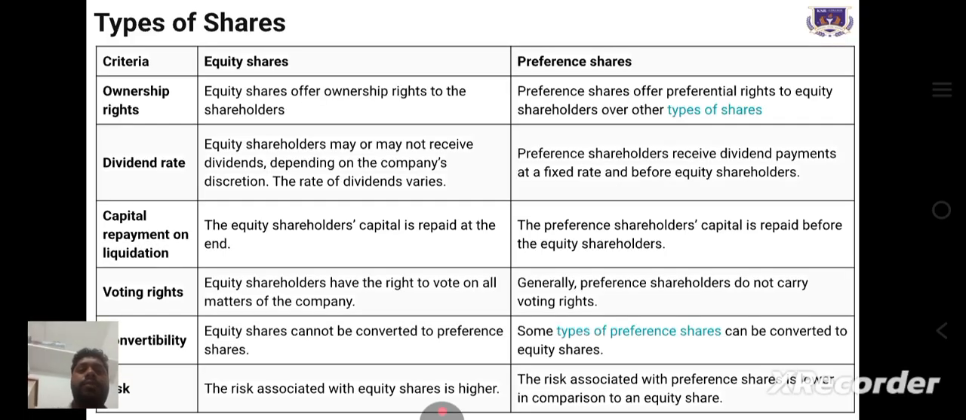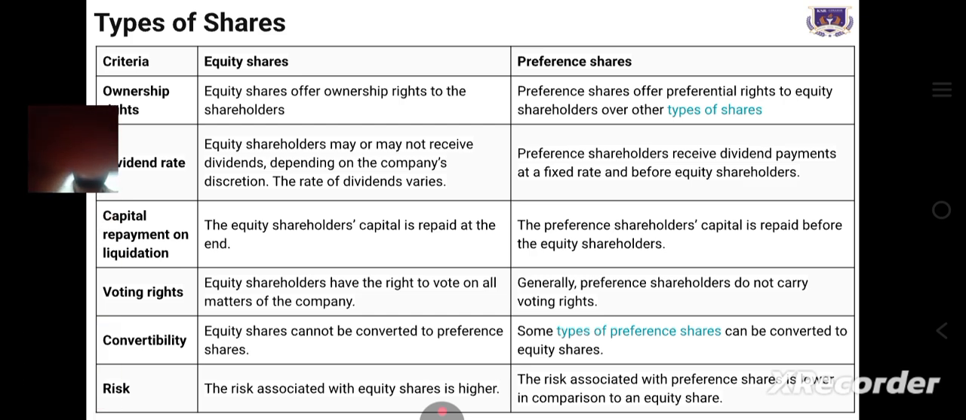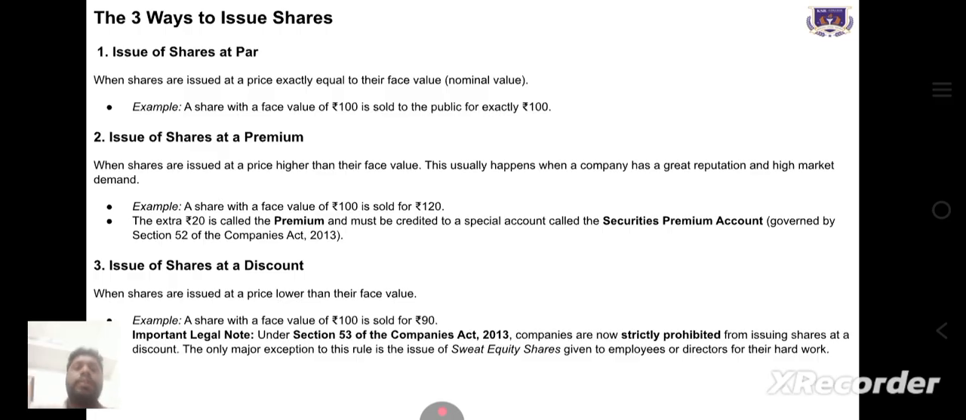Types of shares: equity shares and preference shares, differing in ownership right, dividend rate, capital repayment on liquidation, voting rights, and convertibility risk. The three ways to issue shares: issue of shares at par, issue of shares at premium, and issue of shares at discount. Issue of shares at par is when shares are issued at a price exactly equal to the face value, or nominal value. Issue of shares at a premium is when shares are issued at a price higher than their face value. This usually happens when a company has a great reputation and high market demand. Issue of shares at a discount is when shares are issued at a price lower than the face value.